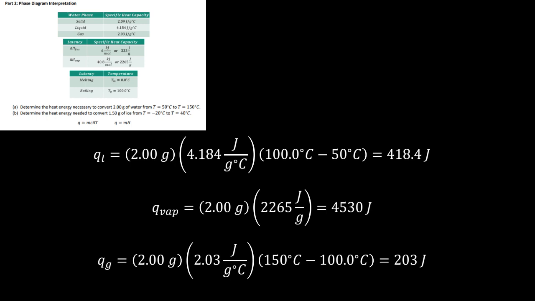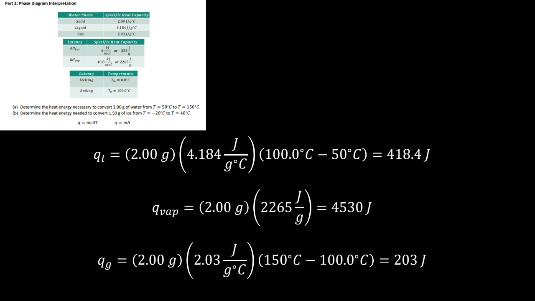Then lastly, for the remaining temperature range, we're currently at 100 degrees, and we just moved all of our liquid water to the gas phase. Now we can reach the final temperature of 150 degrees by taking the mass of 2 grams times the specific heat capacity for a gas of water, 2.03 joules per gram degree Celsius, times the temperature range of 150 degrees Celsius minus 100 degrees Celsius, equals 203 joules of heat energy added to raise our sample to the final temperature.